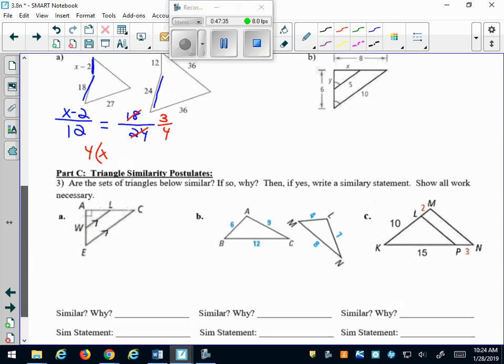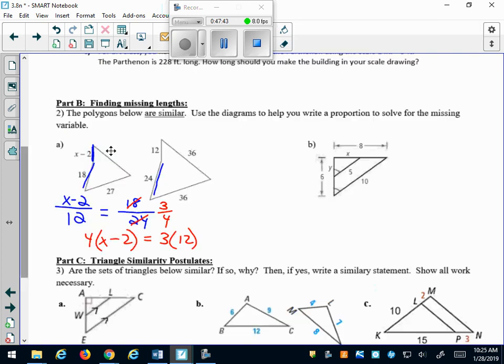All right, so when we cross multiply, we got 4 times x minus 2 equals 3 times 12, and we solve the proportion from there.